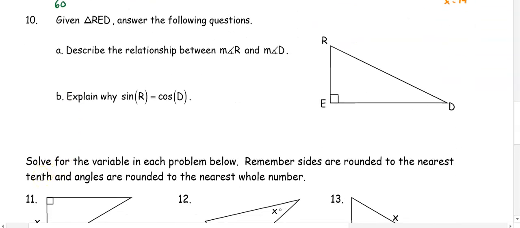So building off of that, in triangle RED, what is the relationship between angle R and angle D? They equal 90 degrees, which means that they are complementary. Okay, and why is that true? Well, if we do the sine of R, that's opposite, so we're going to say ED over the hypotenuse RD. If we do cosine of D, that's the adjacent side ED over the hypotenuse RD. So why are they equal? Because they use the same side in their ratios.